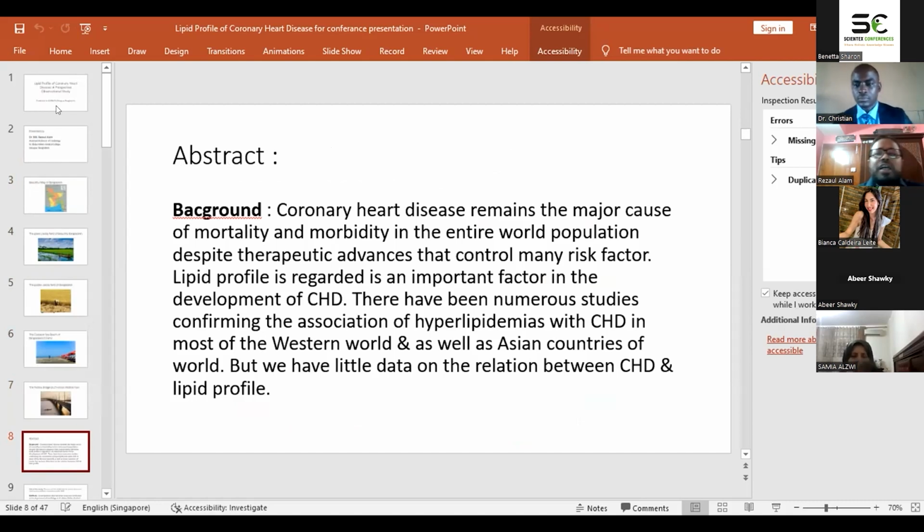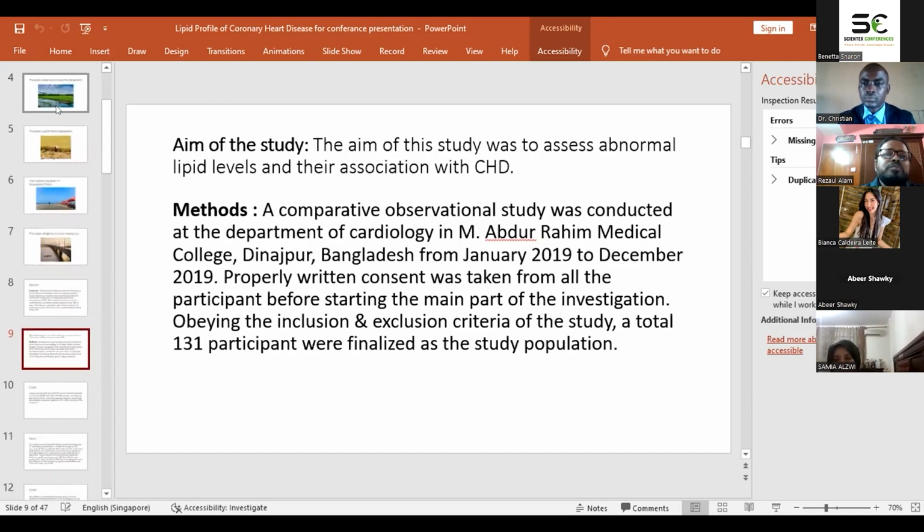The background. Coronary heart disease remains the major cause of mortality and morbidity in the entire world population, despite therapeutic advances that control many risk factors. Lipid profile is regarded as an important factor in the development of coronary heart disease. There have been numerous studies confirming the association of dyslipidemia with coronary heart disease in most of the Western world as well as Asian countries of the world. But we do have little data on the relation between coronary heart disease and lipid profile.